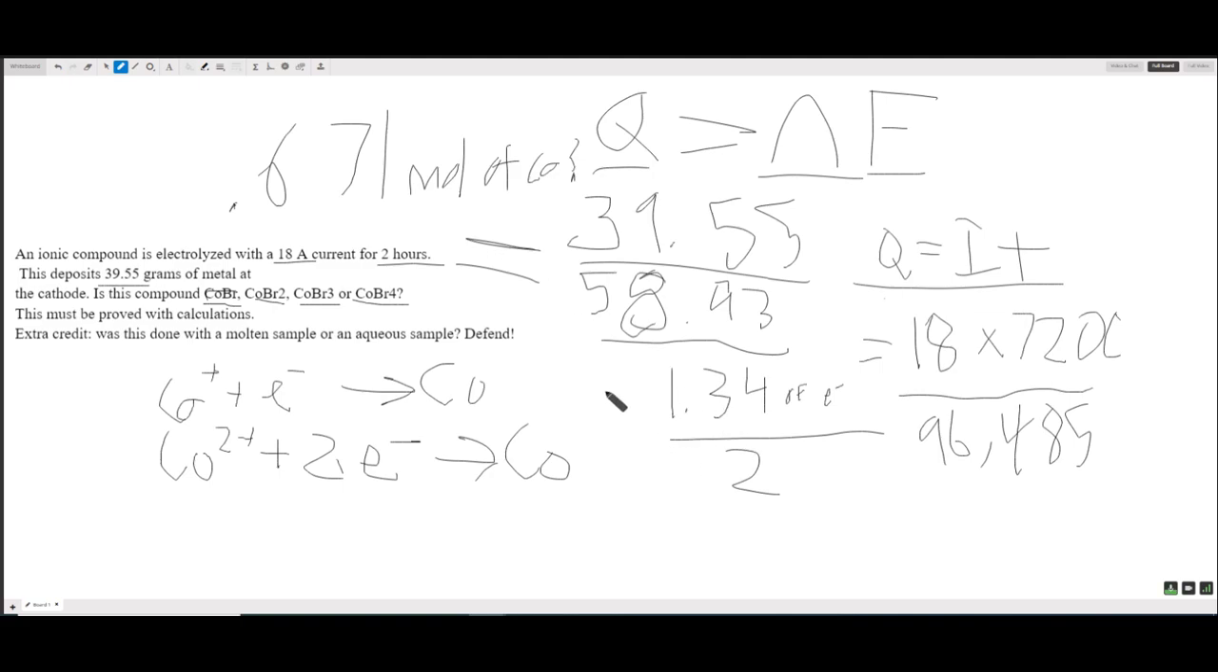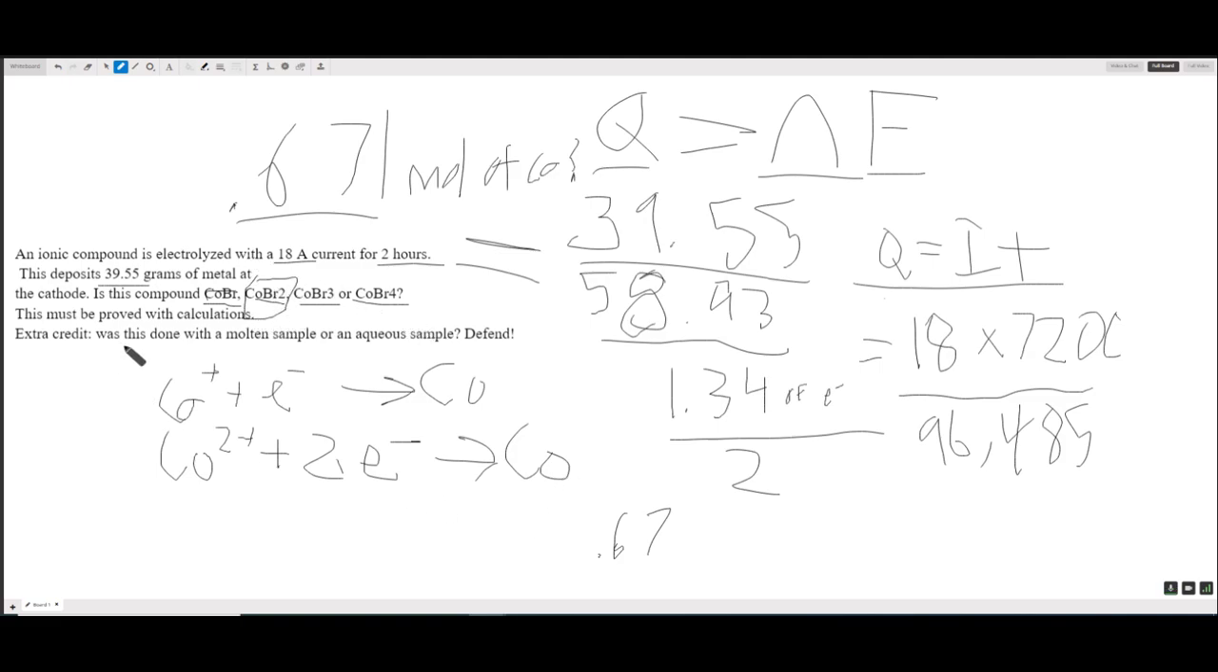And if you do quick math, you can probably figure it's probably CoBr2. So we'll just confirm 1.34 divided by 2. I got 0.67, so we know it's cobalt bromide 2, right?